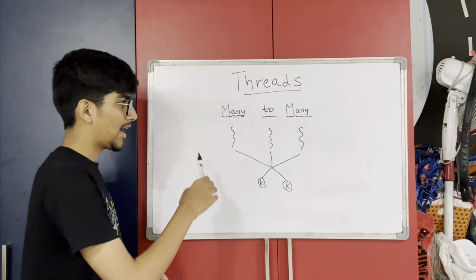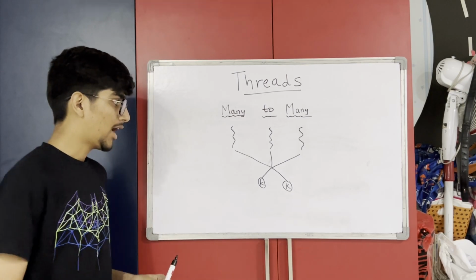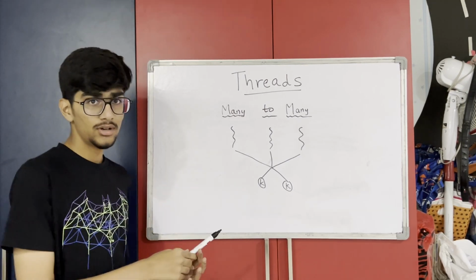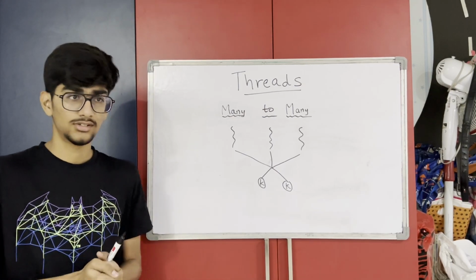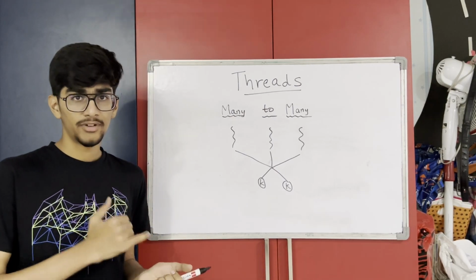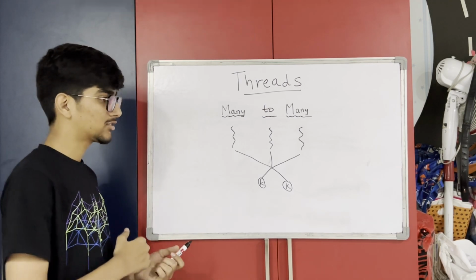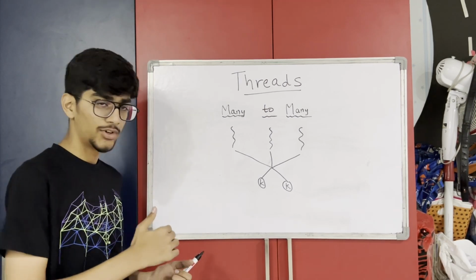The user can create as many threads as he wants, and the kernel will allocate an equal number or a lesser number of kernel threads to the corresponding user threads. So this solves both the previous shortcomings and makes computation faster and allows for true concurrency.